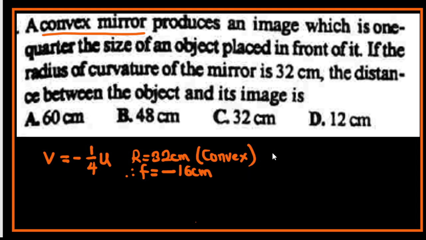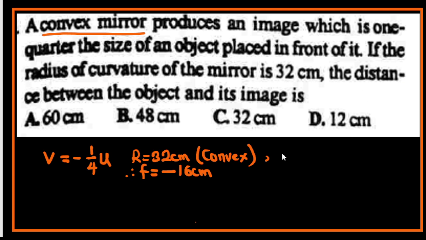What do we need? We need the distance between the object and the image. We also need V and U. I mean, we need the gap between V and U. For you to have a perfect understanding of this, I think there is a need for me to do the ray diagrams. Okay, let me solve this question first. I'll come back to it.